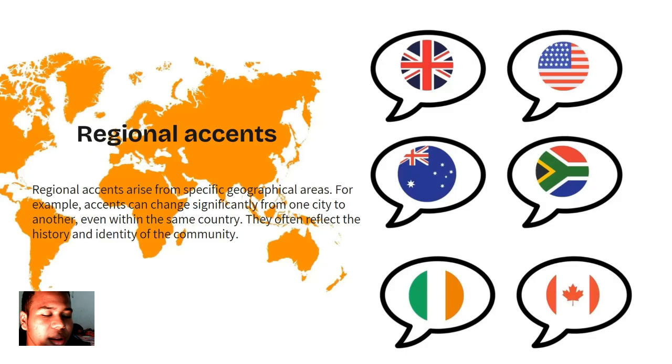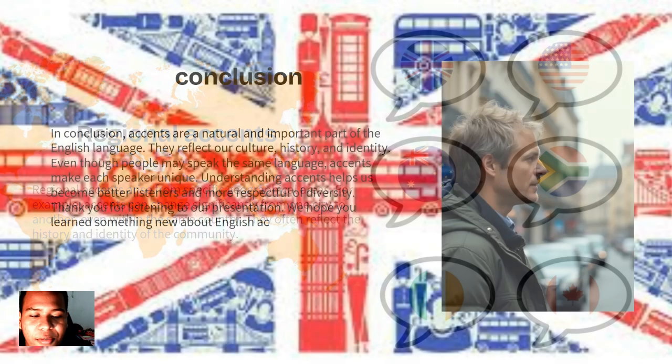Regional accents. Regional accents arise from specific geographical areas. For example, accents can change significantly from one city to another, even within the same country. They often reflect the history and identity of the community.